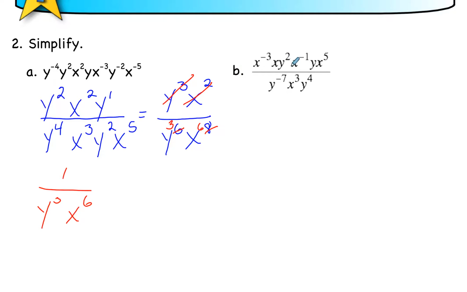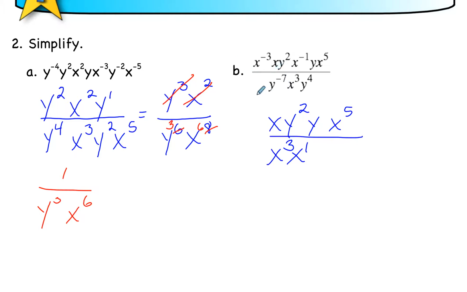Okay, letter B, let's go ahead and take a look at this one. So again, anything that has a negative exponent, I'm going to put in the opposite place. So this x to the minus 3 will go to the denominator and become positive. This x is already positive. Y squared is positive. It stays. X to the negative 1 is going to go down. It'll be x to the positive 1. Y stays there. X to the fifth stays there.